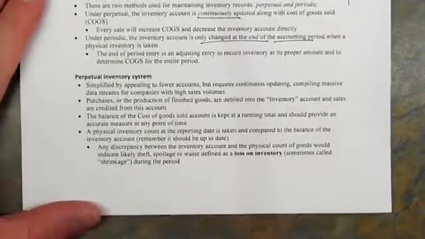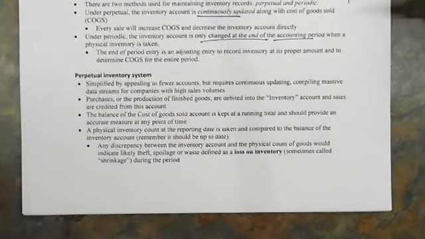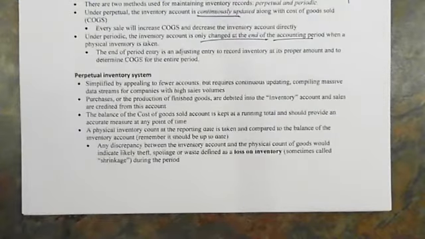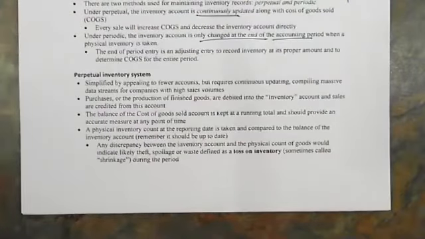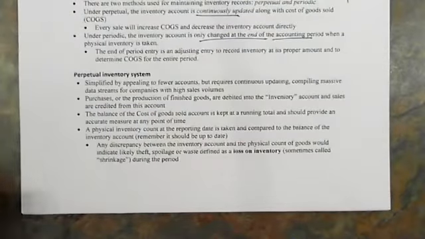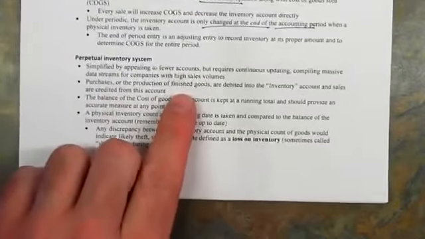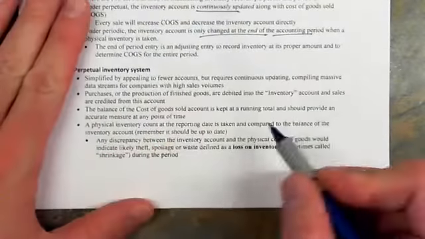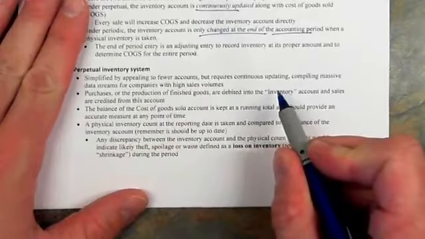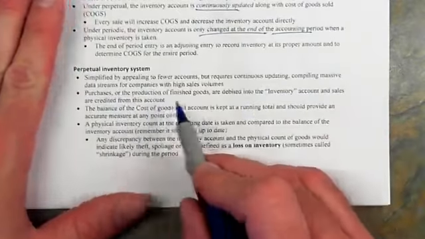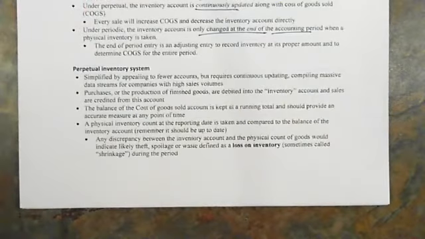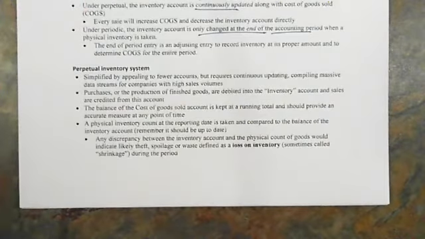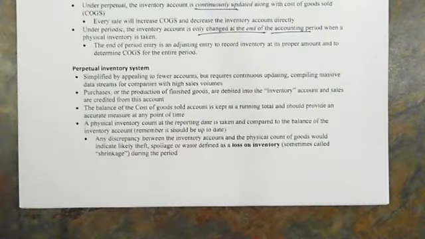So let's look a little bit closer at the perpetual system. This is most likely the system that was taught to you in Intro to Financial, at least it was to me, because it's a simplified system. We don't have a lot of accounts in there. Any purchases or any production of finished goods are just put into an inventory account, and then sales are debited directly from this account. And so there's just the inventory account. We debit it when we purchase inventory, we credit it when we sell it.